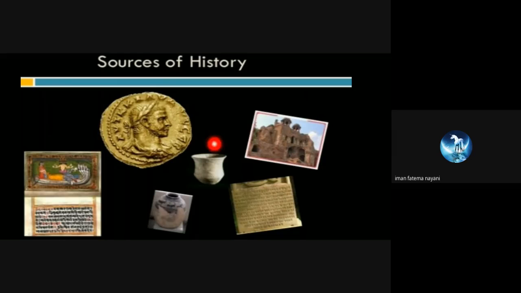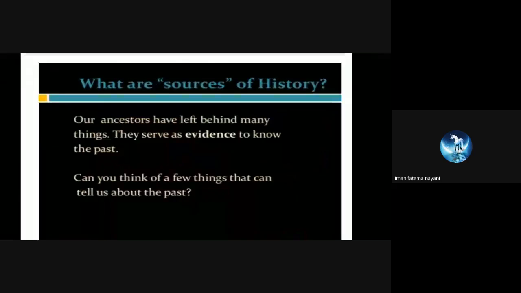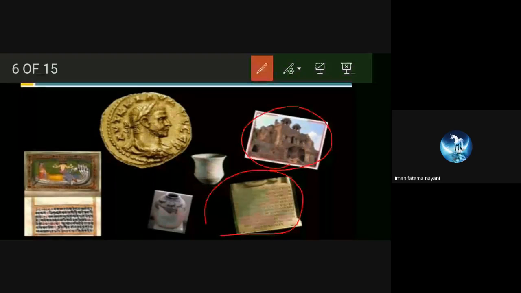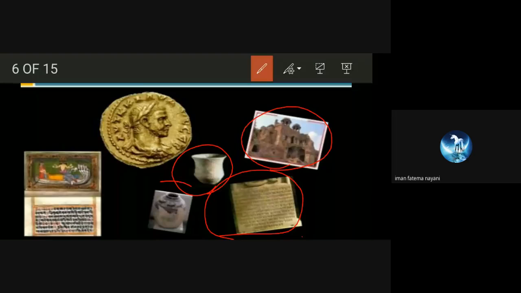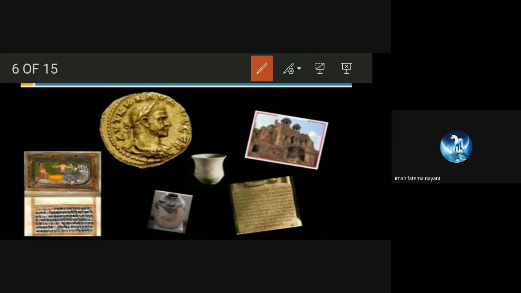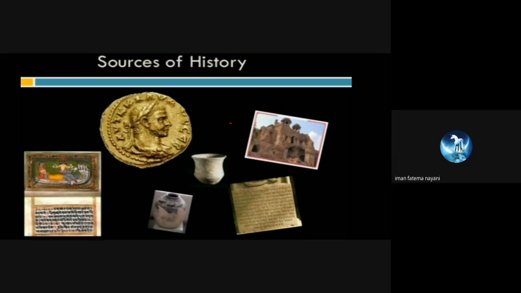Now these are different sources of history we saw in the last class. This is a coin, this is literature, a book, then pottery work, and an ancient building, fort or temple, something, then stone carvings, then a pot, different types of pottery work, coins, currency, and literature. All these are sources of history. All these are different sources of history.